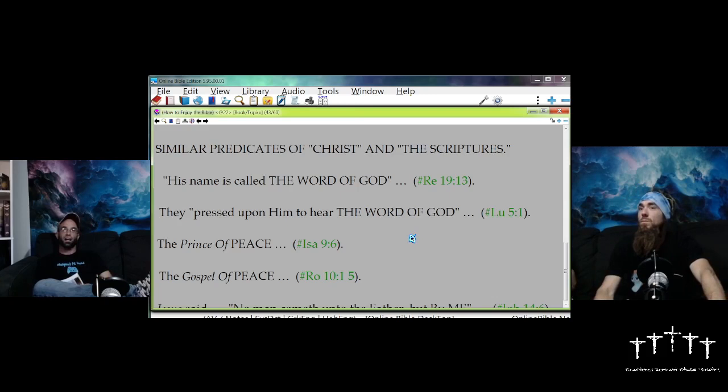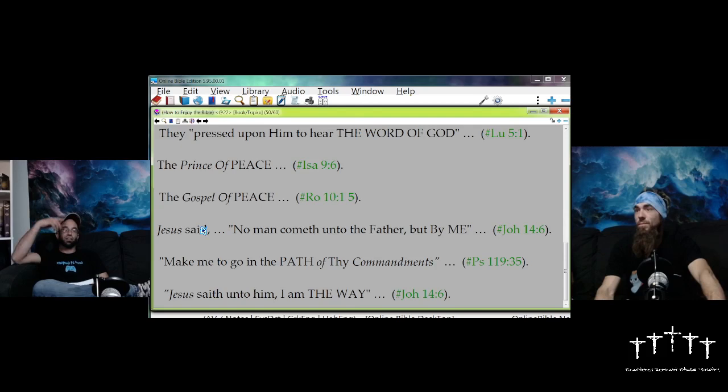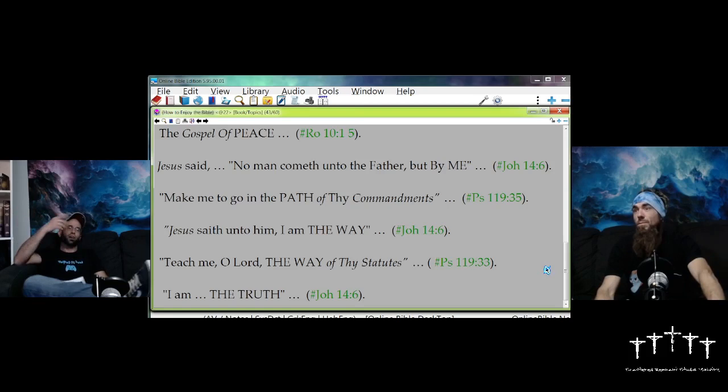Jesus Christ is called the Prince of Peace in Isaiah 9:6. That's Old Testament. I don't even know how long between Isaiah 9:6 and Jesus Christ leaving us the gospel of peace and leaving us his peace because he goes on to the Father. Hundreds, thousands of years apart between those two. Jesus said, no man cometh unto the Father but by me, in John 14:6.